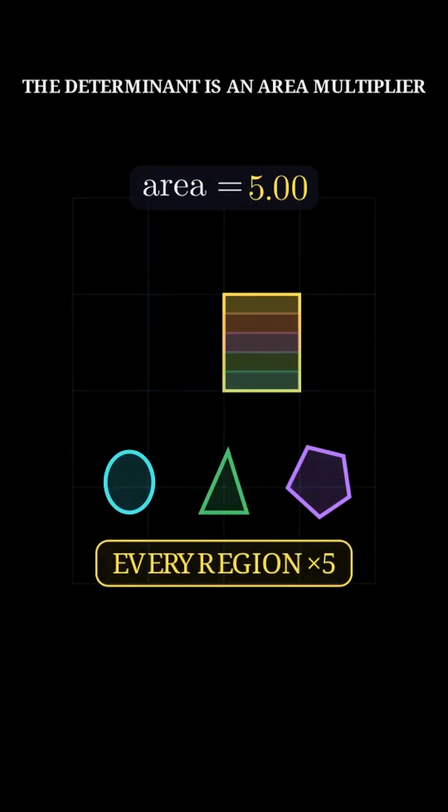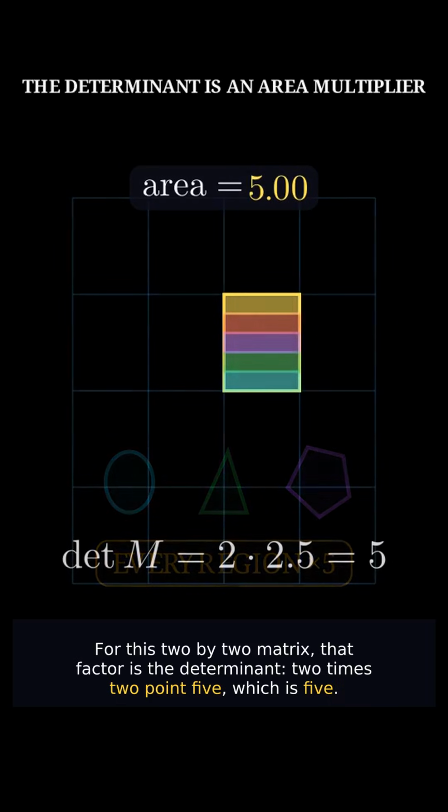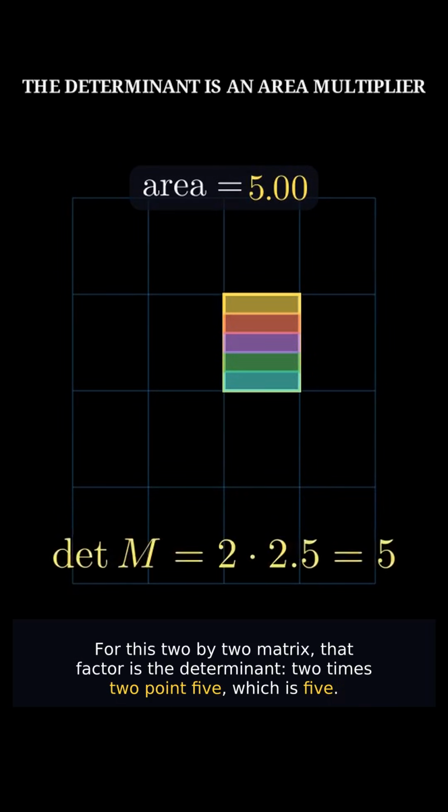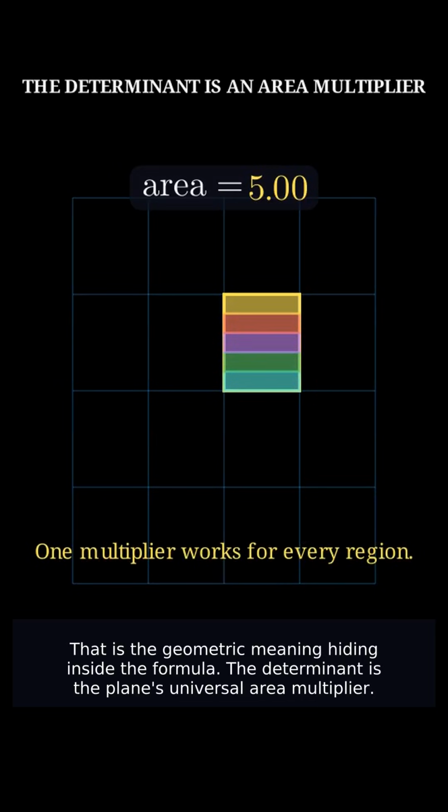For this 2 by 2 matrix, that factor is the determinant. 2 times 2.5, which is 5. That is the geometric meaning hiding inside the formula. The determinant is the plane's universal area multiplier.